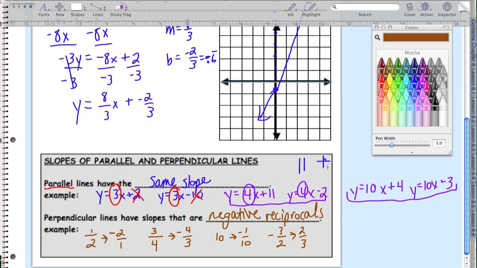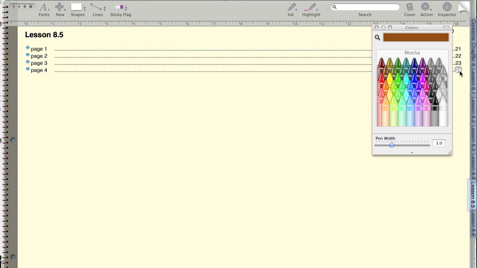So an example of some equations that would be perpendicular would be y equals 3/2 x plus 10 and y equals negative 2/3 x plus 14. Again, the y-intercepts don't really determine anything regarding perpendicularity. You only look at the slopes. 3/2, negative 2/3. They're perpendicular because they're negative reciprocals.